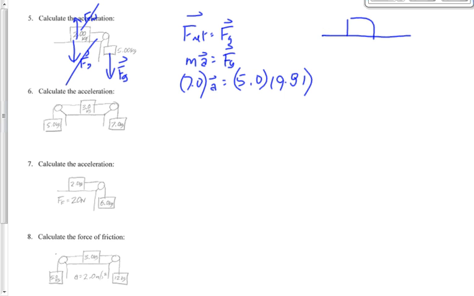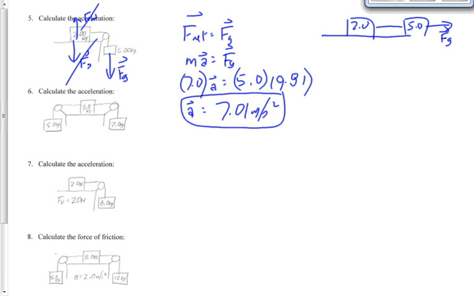Some of you may have redrawn this way. I think it's a good idea, in fact, if you do. If we do, then the force of gravity ends up being to the right. Therefore, I'm probably going to make that 9.81 to the right. Solve for A. 5 times 9.81 divided by 7 gives me a value for question number 5 of 7.01 meters per second squared.